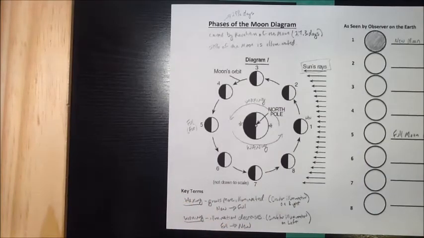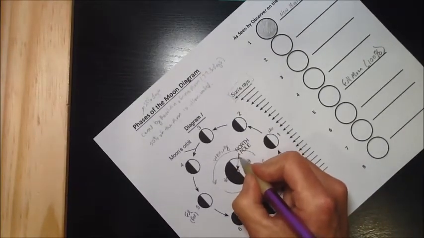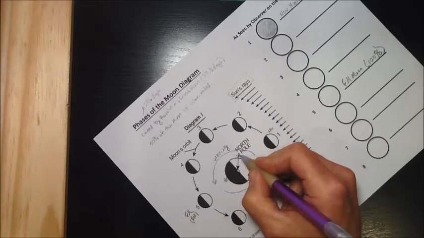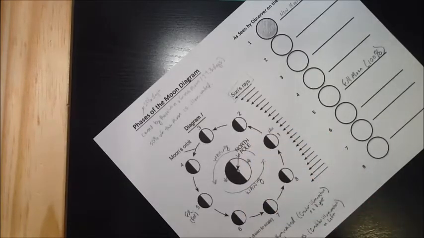Now, there's a definite pattern or sequence to this. If you look up at number 2, okay, for an observer on the Earth, there's going to be a small little illumination on the right.